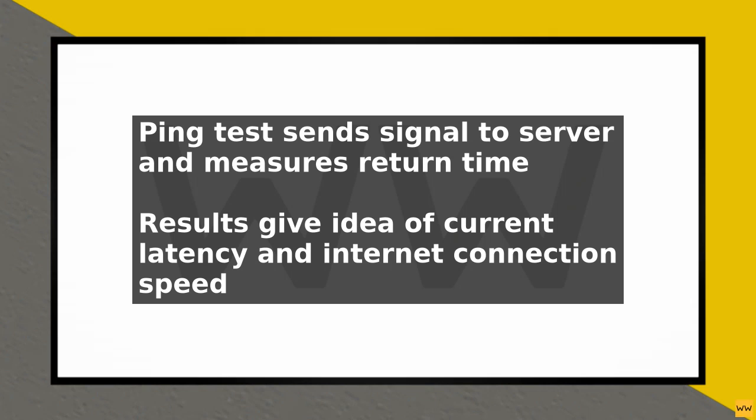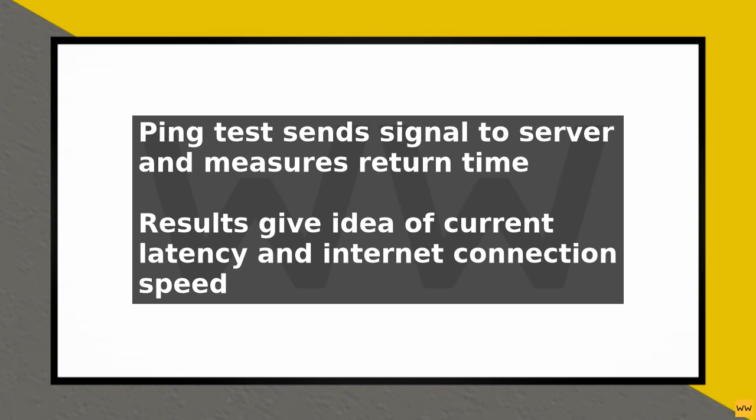To run a ping test on a computer, open the command prompt or terminal and type ping followed by the IP address of the server you want to test. For example, ping 8.8.8.8 will test the latency to Google's DNS server. The results will show you the average latency in milliseconds.